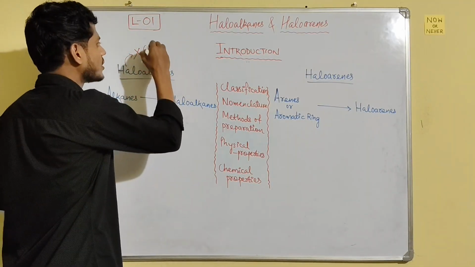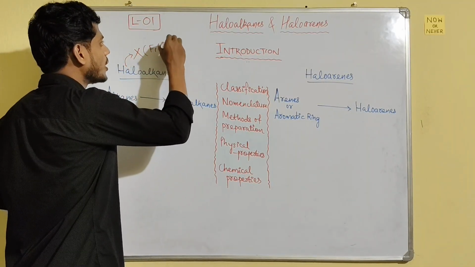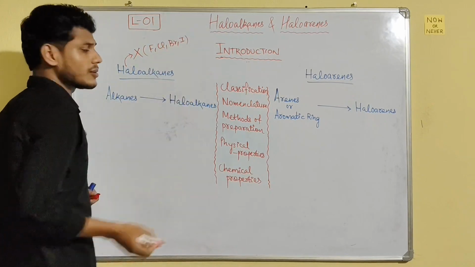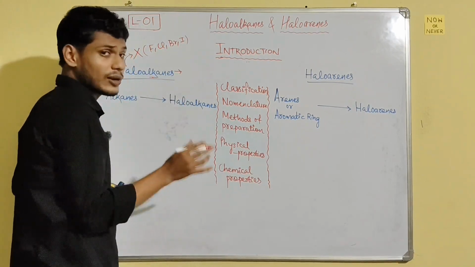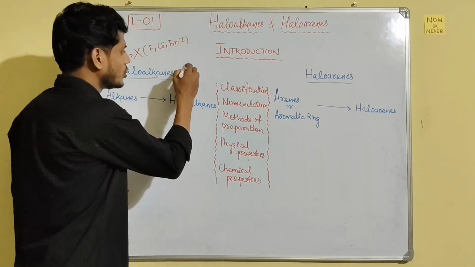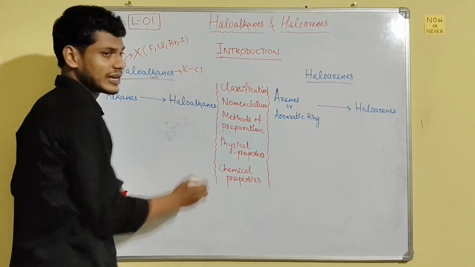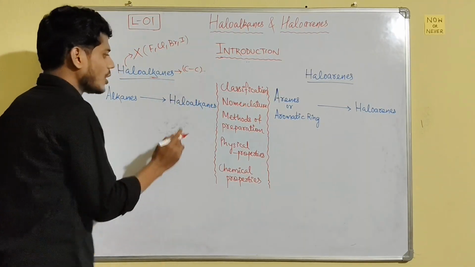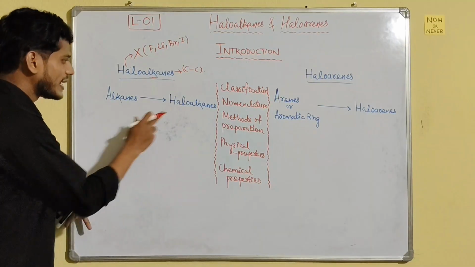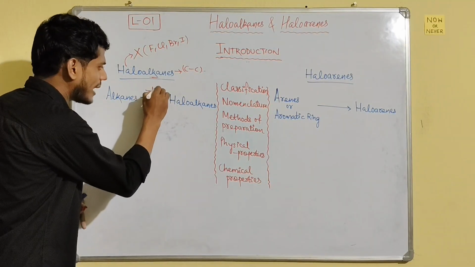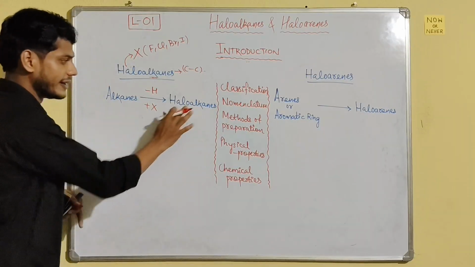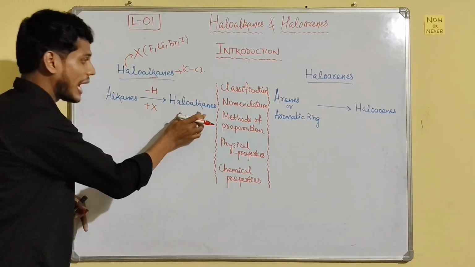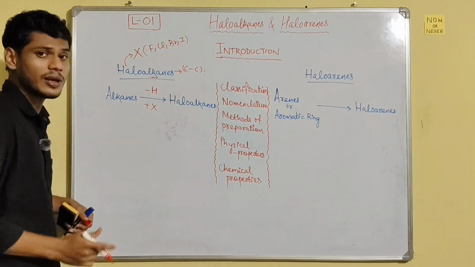Okay, so X refers to fluorine, chlorine, bromine and iodine. Clear? What is alkanes? Alkanes refers to saturated open chain organic compounds which contain carbon-carbon single bonds only. Okay. So how are haloalkanes formed? If we replace a hydrogen atom in alkanes with a halogen group X, it gives us haloalkanes. Okay. So haloalkanes are the derivatives of alkanes.